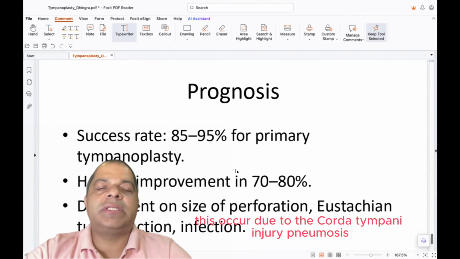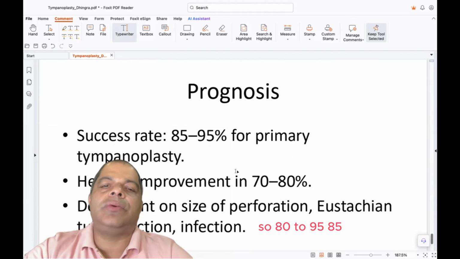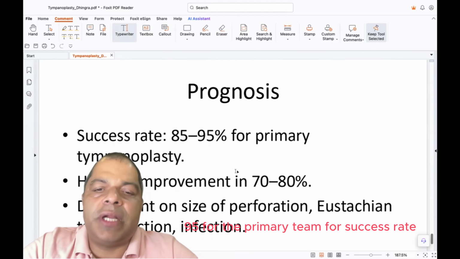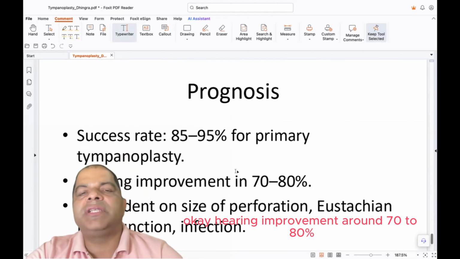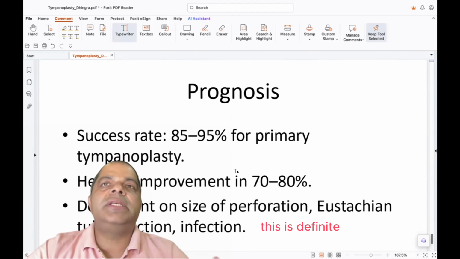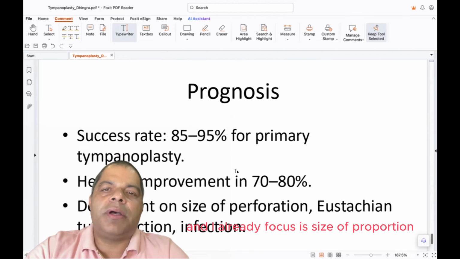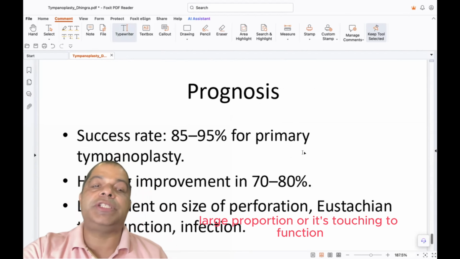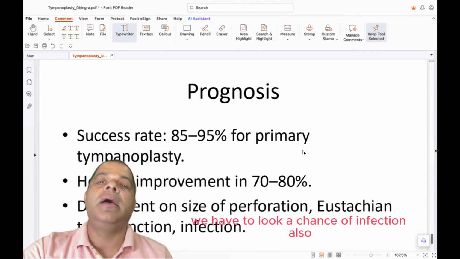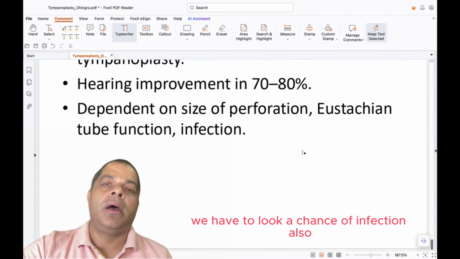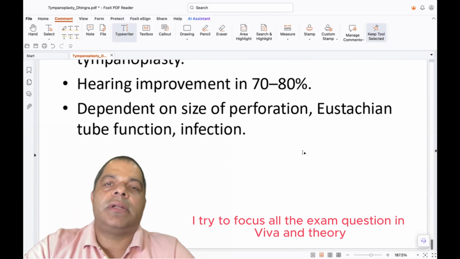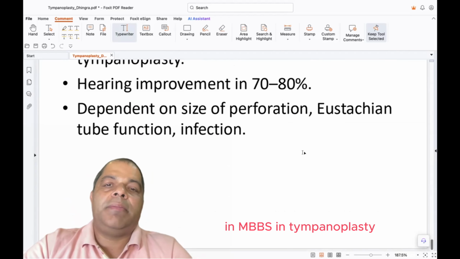Prognosis, yes, the literature shows 85 to 95 percent primary tympanoplasty success rate. Hearing improvement is around 70 to 80 percent. This is definite, I already focused on it. It depends on the size of perforation, small or large perforation, and eustachian tube function. We have to look at the chance of infection also. Okay, I tried to cover all the exam questions in viva and theory in MBBS on tympanoplasty.